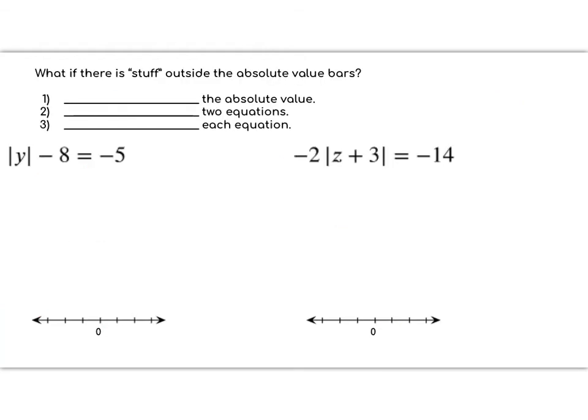Well, sometimes there is extra stuff outside the absolute value bars. And when that happens, you want to isolate the absolute value. You've got to get the absolute value by itself before you can do anything else.